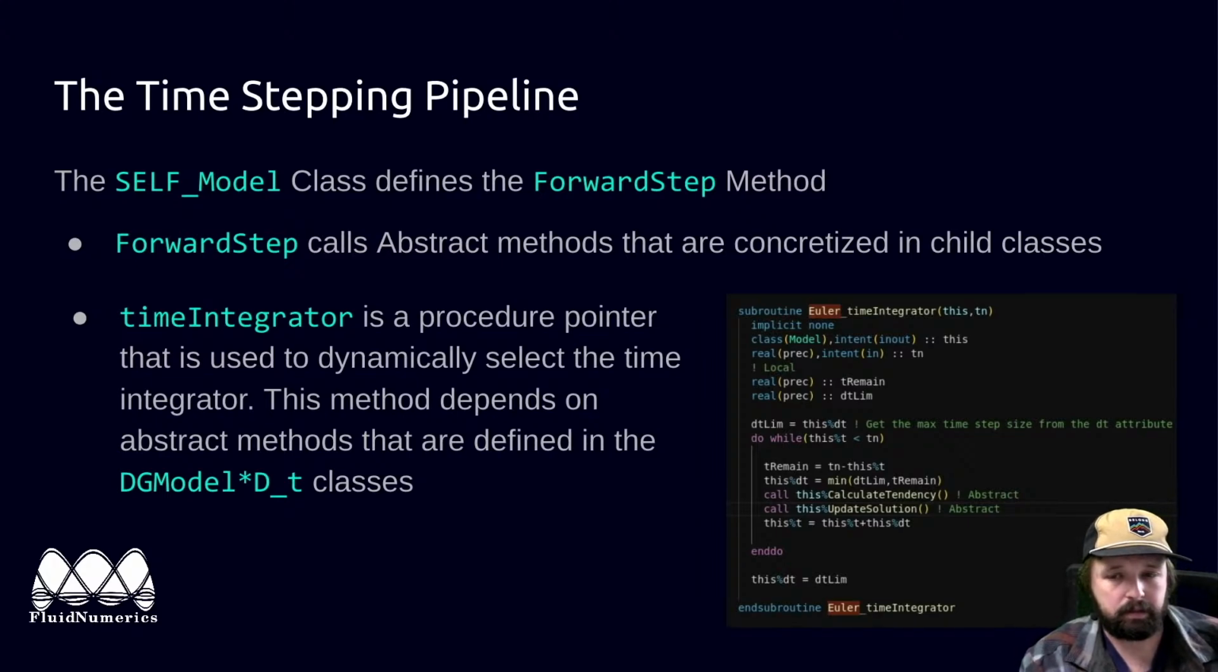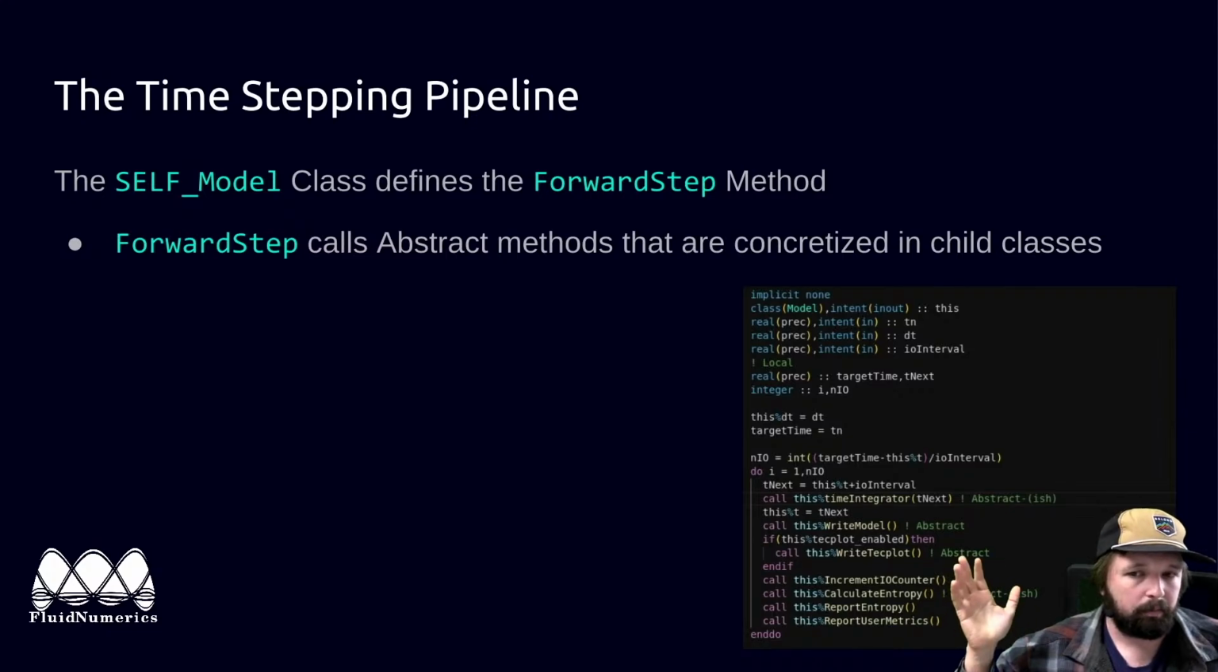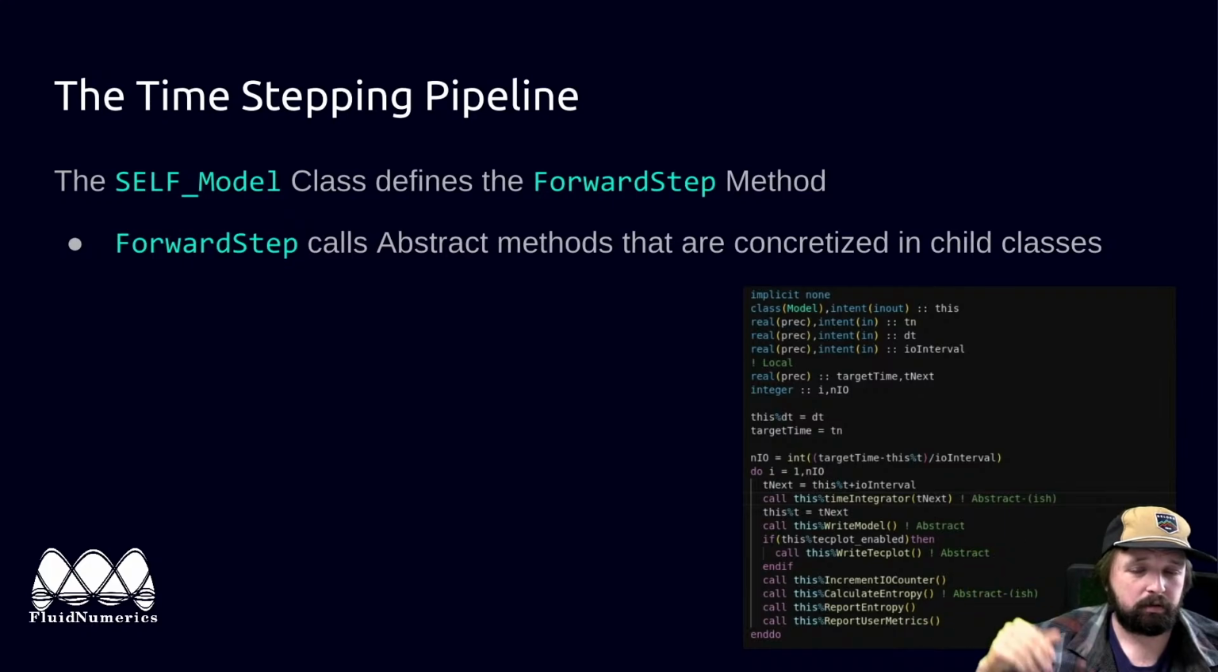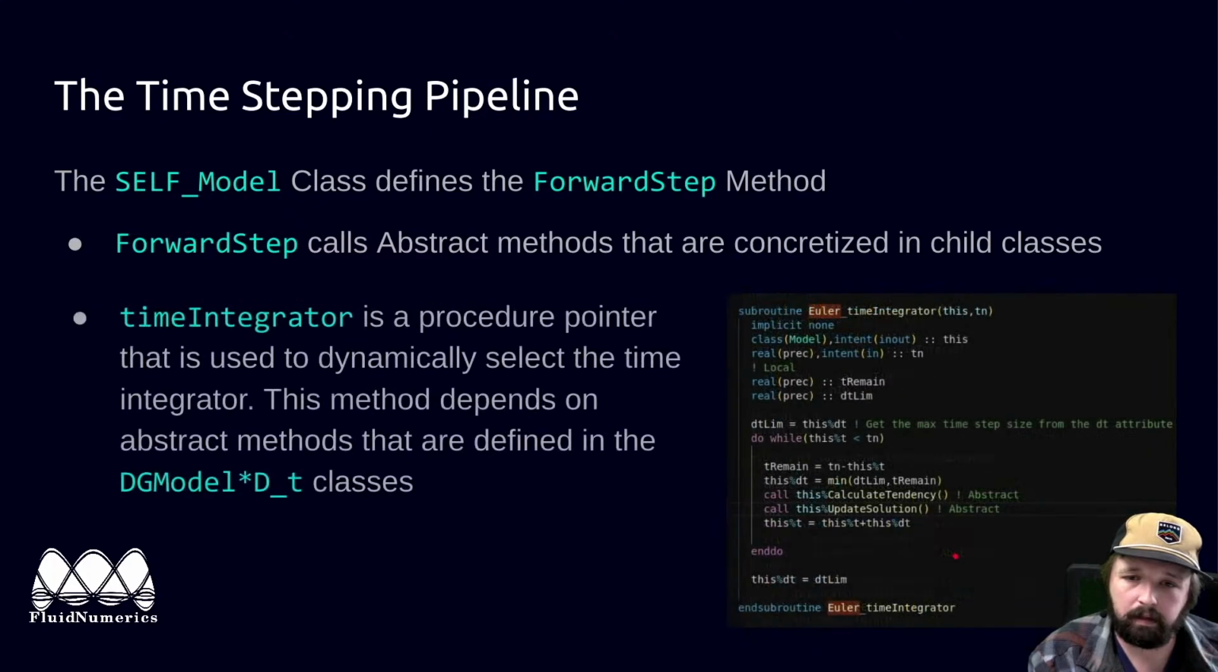If I were to summarize real quick, we have at the top level in the model class this forward step. This is usually what you call to drive your model forward in a program that uses SELF. Inside, what's actually happening is it's calling a time integrator. It's writing out files, and it's reporting entropy and user metrics back to the screen for you. We've provided a few things that you can override so that you can customize what's dumped out to screen, what's actually written to your files, things like that.